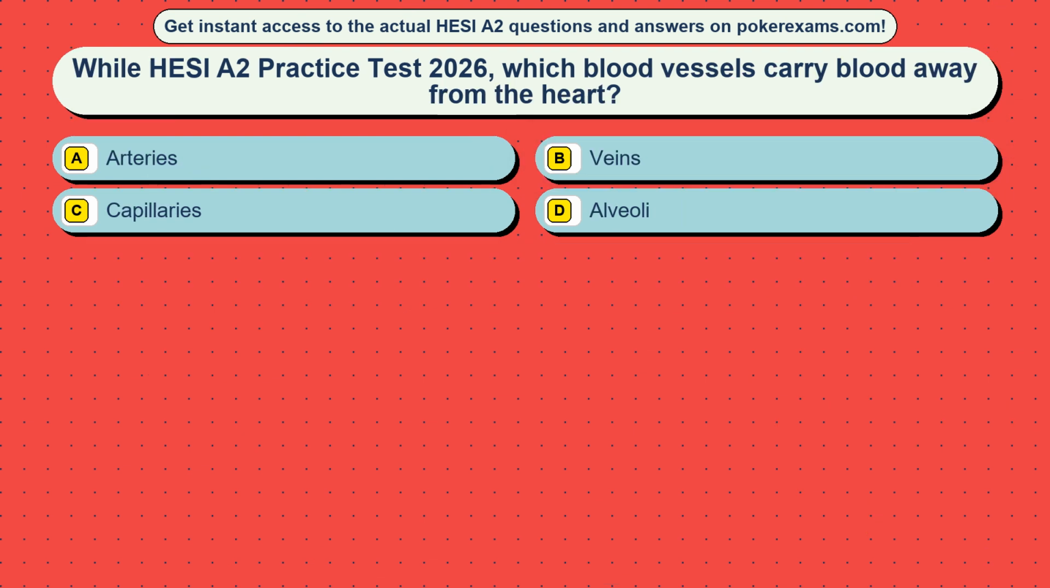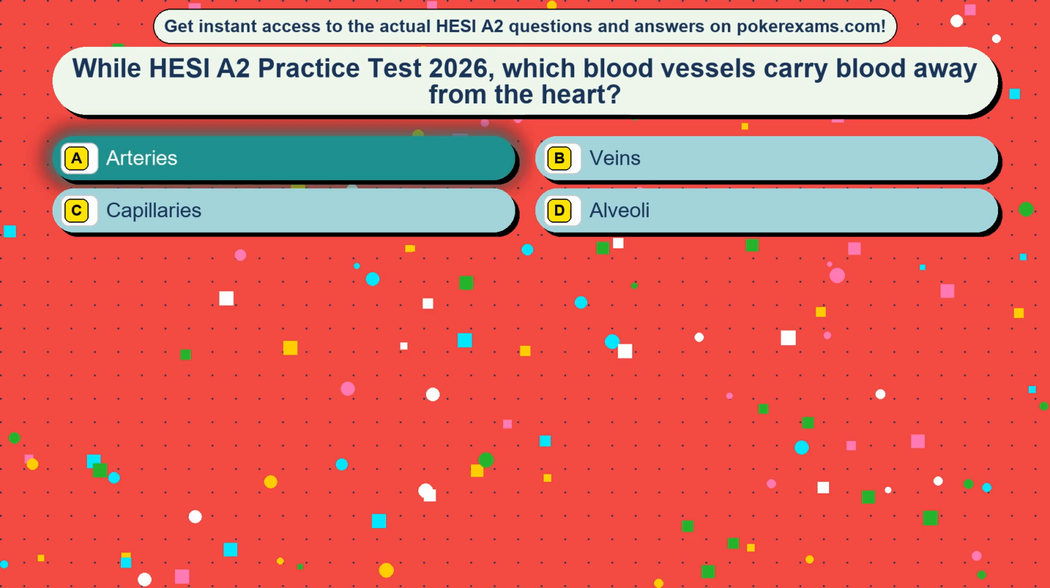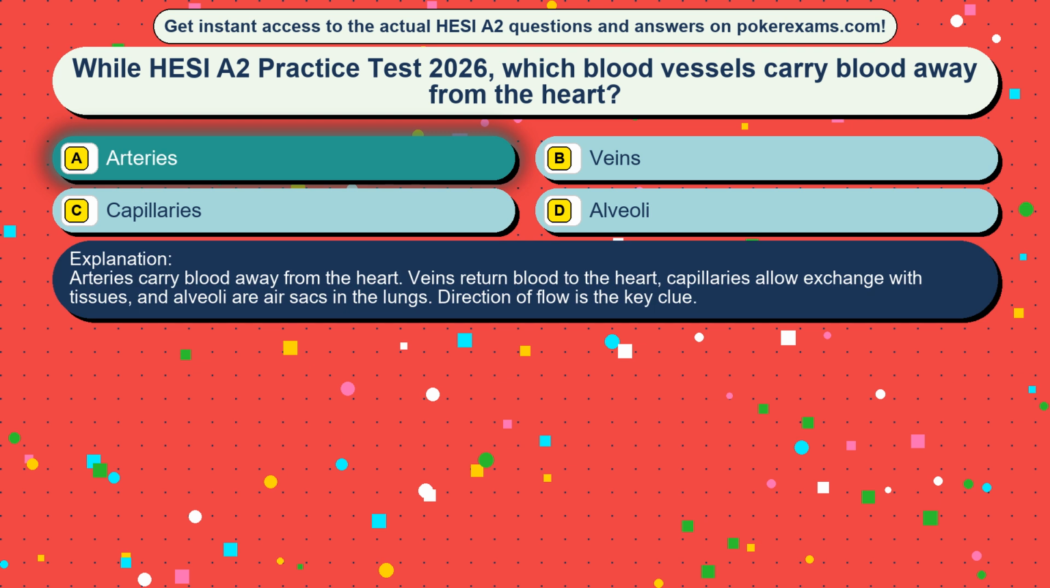Question 37. HESI A2 Practice Test 2026, which blood vessels carry blood away from the heart? Option A, arteries. Option B, veins. Option C, capillaries. Option D, alveoli. The correct answer is option A, arteries. Arteries carry blood away from the heart. Veins return blood to the heart, capillaries allow exchange with tissues, and alveoli are air sacs in the lungs. Direction of flow is the key clue.